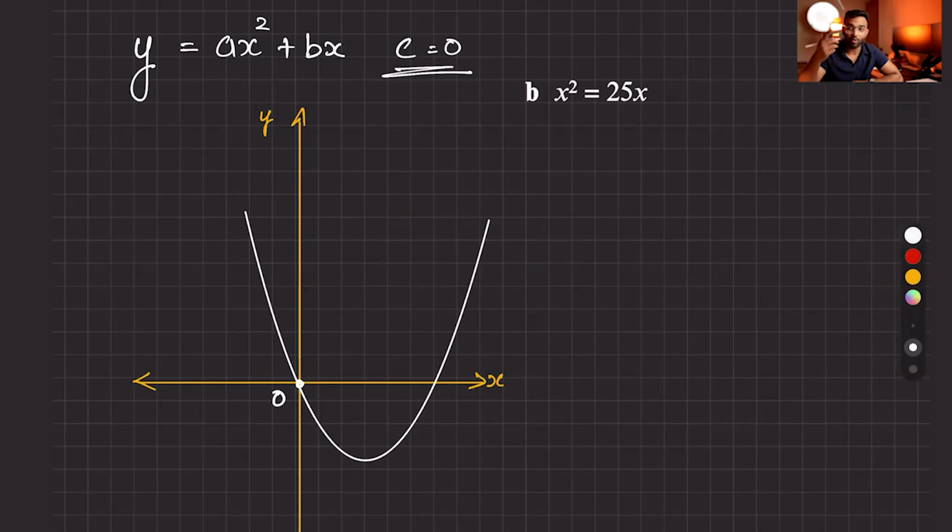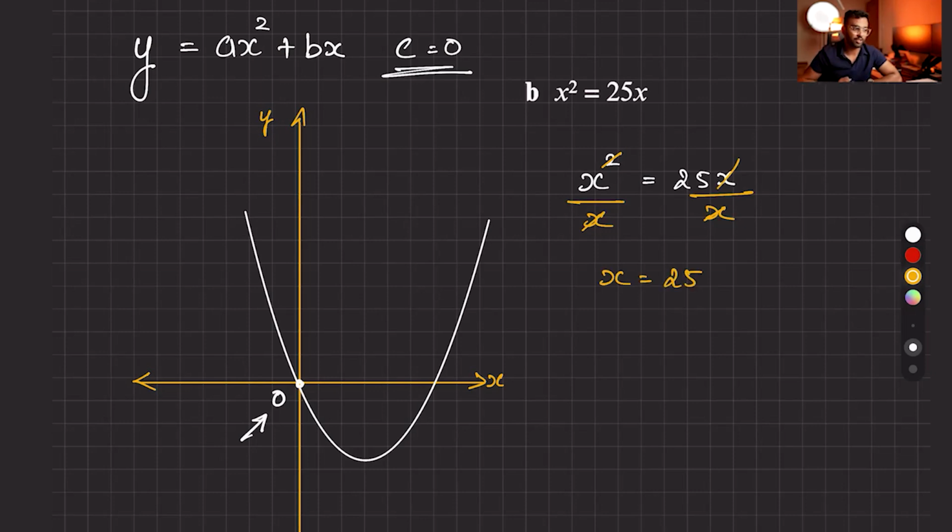So when you see an equation without the number at the end, what does that mean? One of the solutions is always what? One of the solutions is always 0. Is that clear? So look at this. We can write x squared equals 25x. How can we simplify this? If I divide both sides by x, x would cancel, right? So x equals 25. Some students, not all, just write the solution as 25.